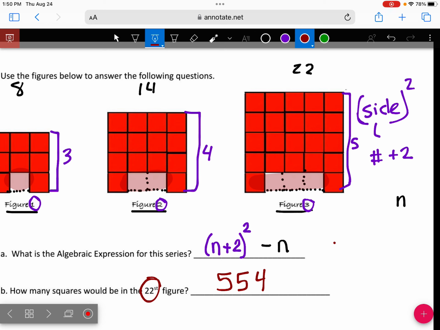Wait, how are you doing? I got 576. Did I type it in wrong? Looking for the 22nd figure. 22 plus 2 in the parentheses squared minus 22. Let me see. Okay, you got it? Okay. Did you get it? Oh, you're looking at something else. Okay.